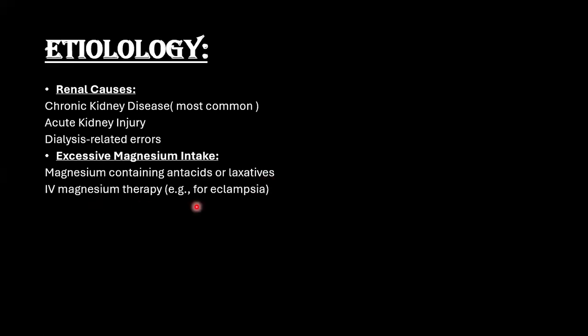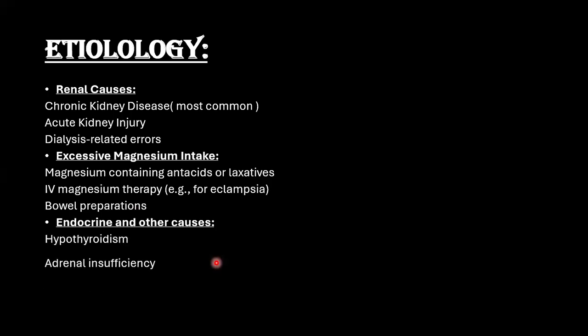IV magnesium therapy, which is used for preeclampsia, eclampsia, and bowel preparations. Then endocrine and other causes like hypothyroidism, adrenal insufficiency, and tumor lysis syndrome. These are some important causes of hypermagnesemia, and even rhabdomyolysis.